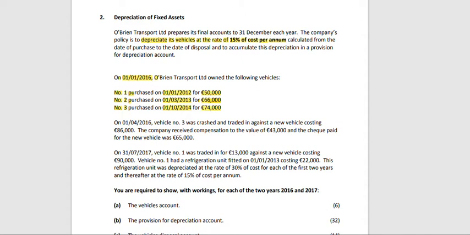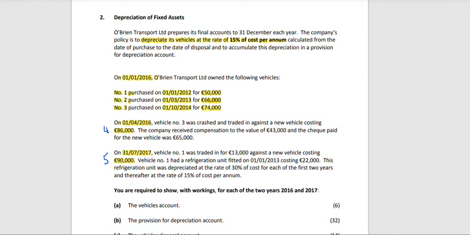Then more information. On the 1st of the 4th 2016, vehicle number 3 was crashed and traded in against a new vehicle costing 86,000. That will be vehicle number 4. The company received compensation and they paid for the new vehicle a certain amount. On the 31st of the 7th 2017, vehicle number 1 was traded in against a new vehicle costing 90,000. So that vehicle is going to be vehicle number 5.